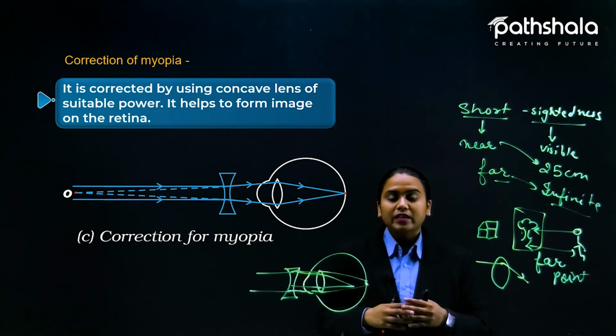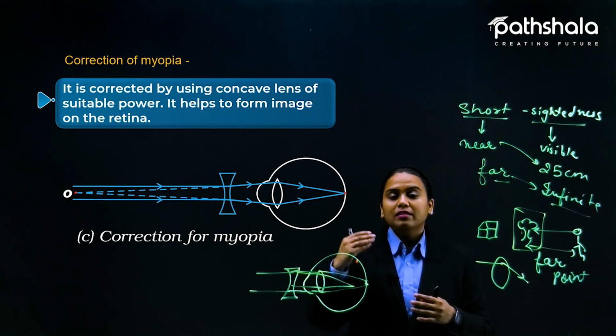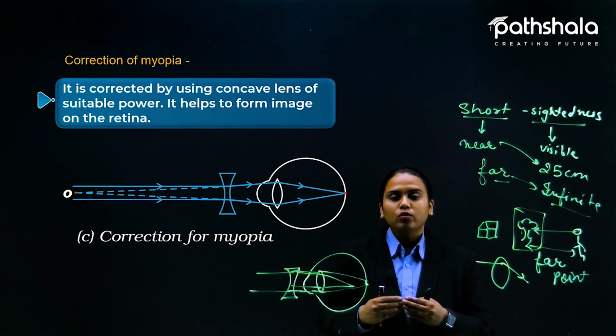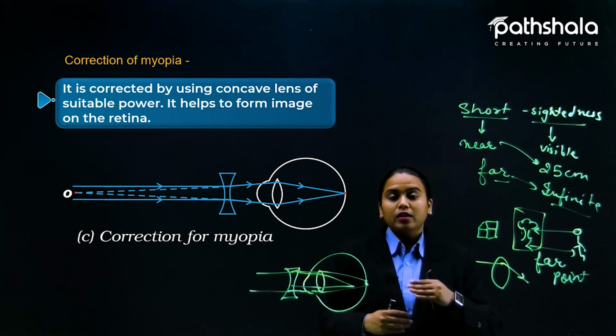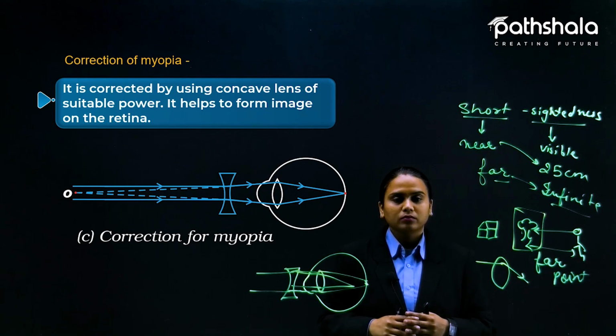So in myopic, basically you are not able to see what is very far away. You have a certain far point, and up to that only you are capable of looking. Now let us move forward towards the next one, that is hypermetropia.